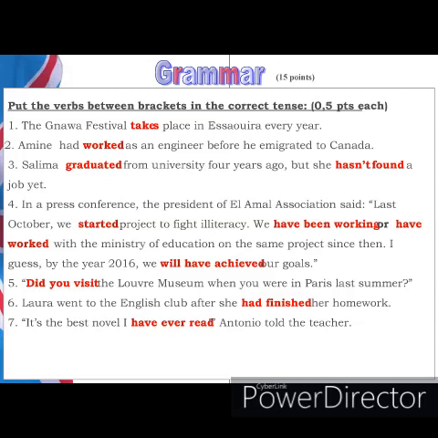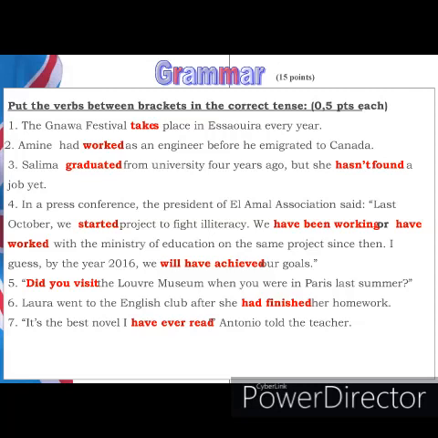I guess by the year 2016 we will have achieved our goals. Okay, so of course, as I always told you, this is easy: future perfect. Future perfect simple we always use when we have by plus time. By next year, by the following year I will have been, or I will have done. Okay, it's future perfect and you know the rule: will plus have plus past participle.